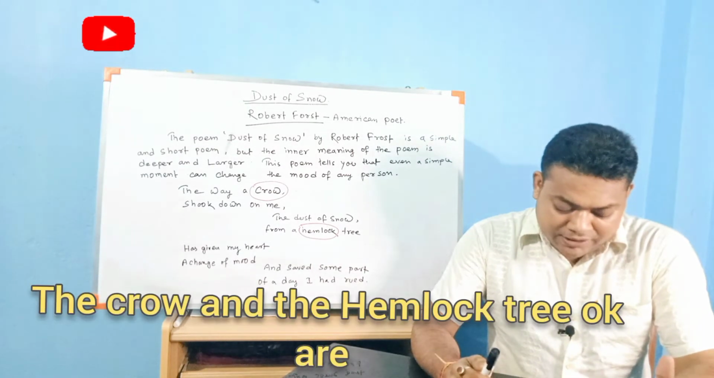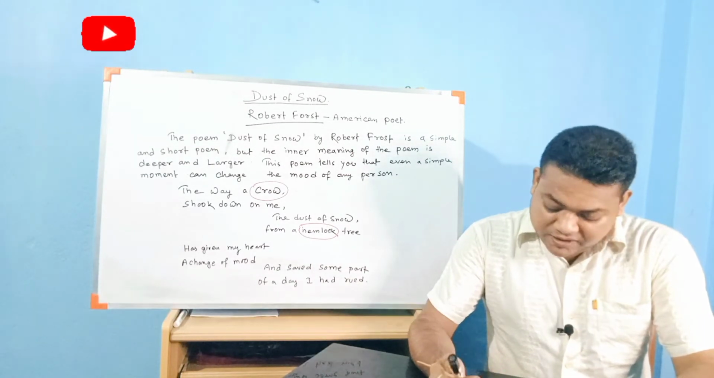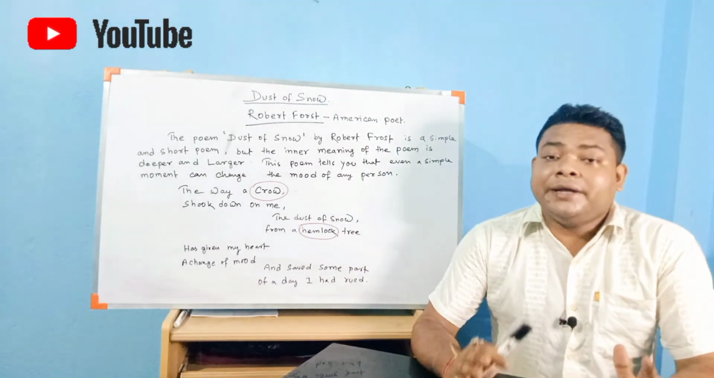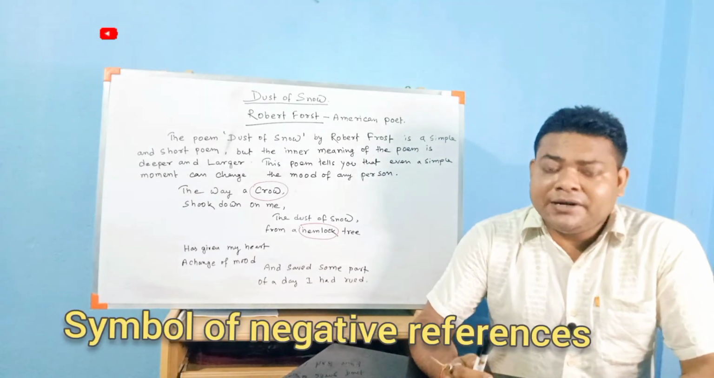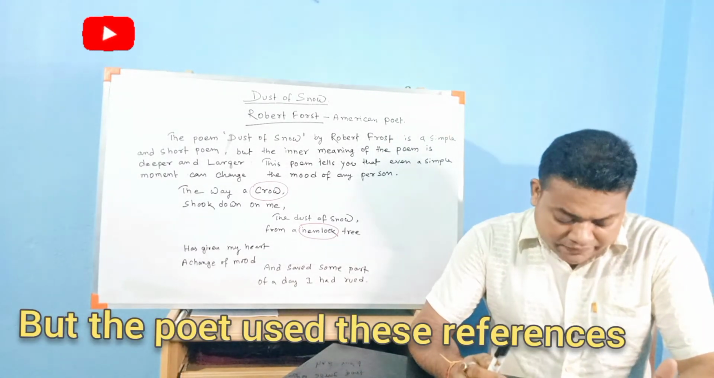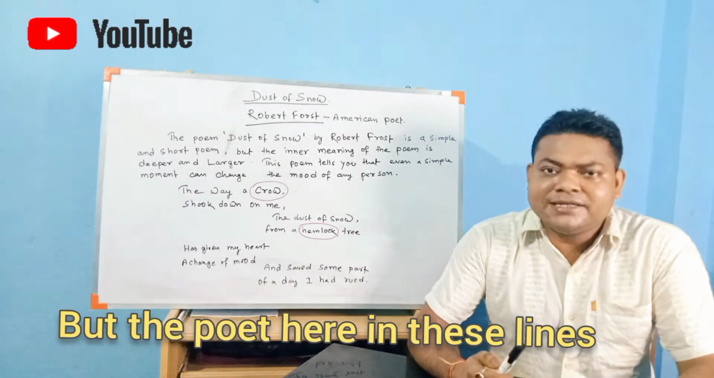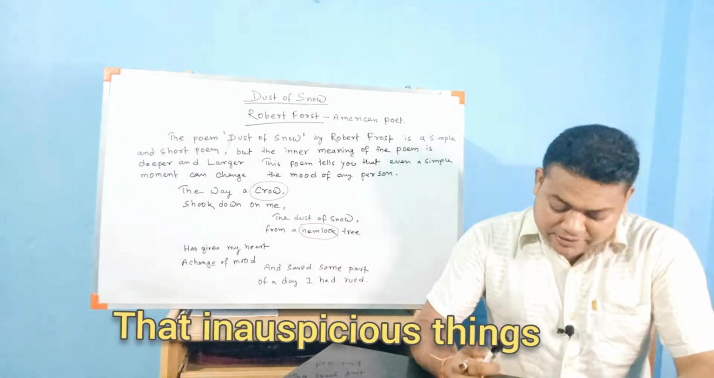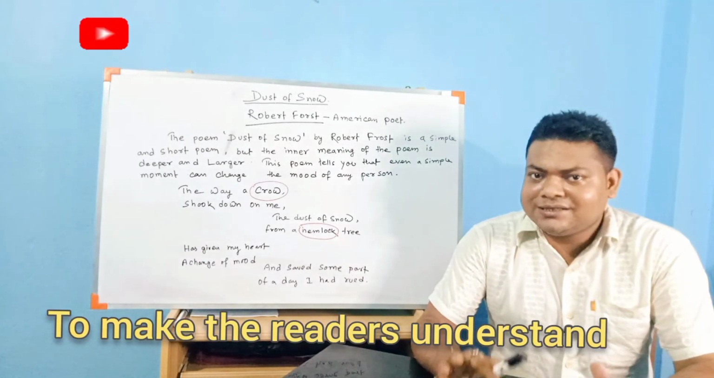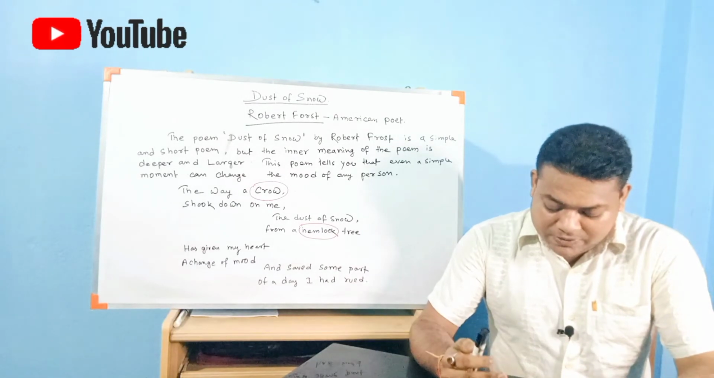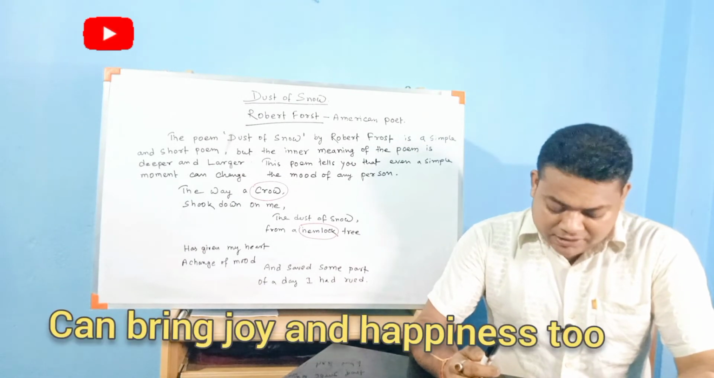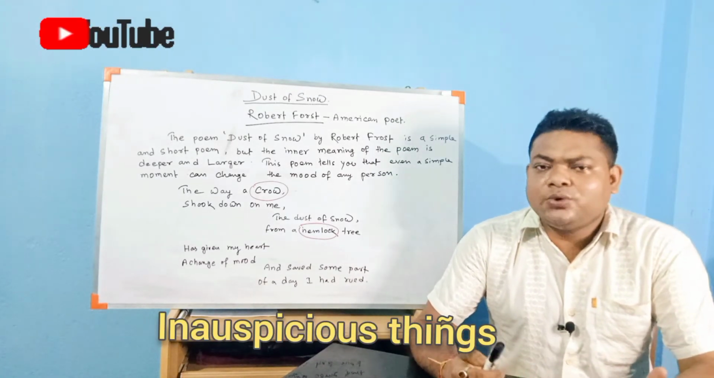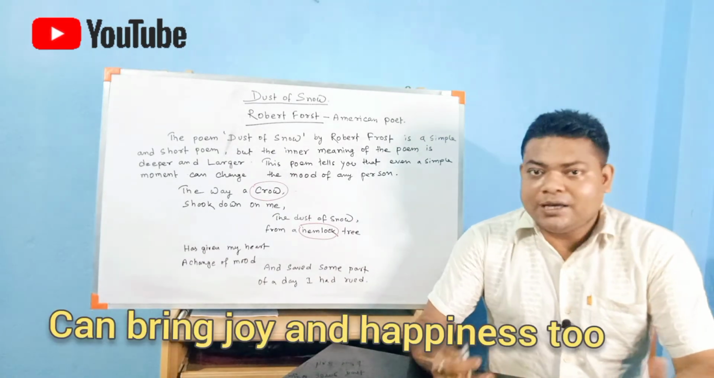The crow and the hemlock tree are believed to be negative references, symbols of negative energy. But the poet used these references positively, to make the readers understand that inauspicious things like the crow and the hemlock tree can bring joy and happiness too.